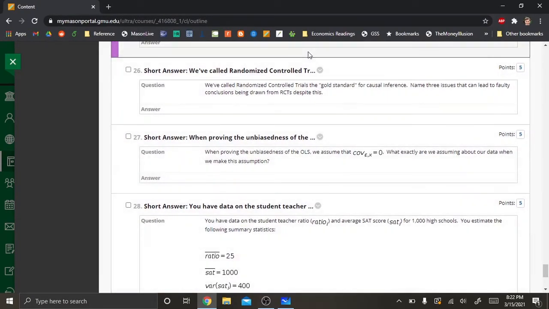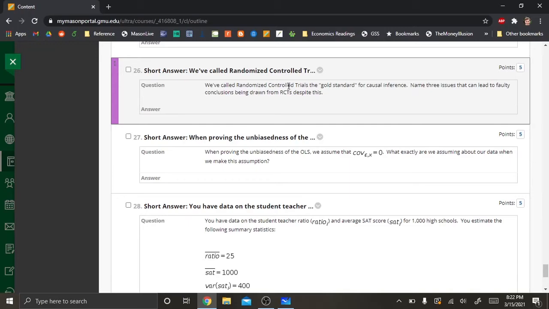All right, 26, I think almost everybody got this right. It's pointing out issues that can lead to faulty conclusions being drawn from randomized controlled trials. And if you watch the randomized controlled trials video, we talked about things like non-random attrition, people leaving the experiment at different rates based on their treatment status.